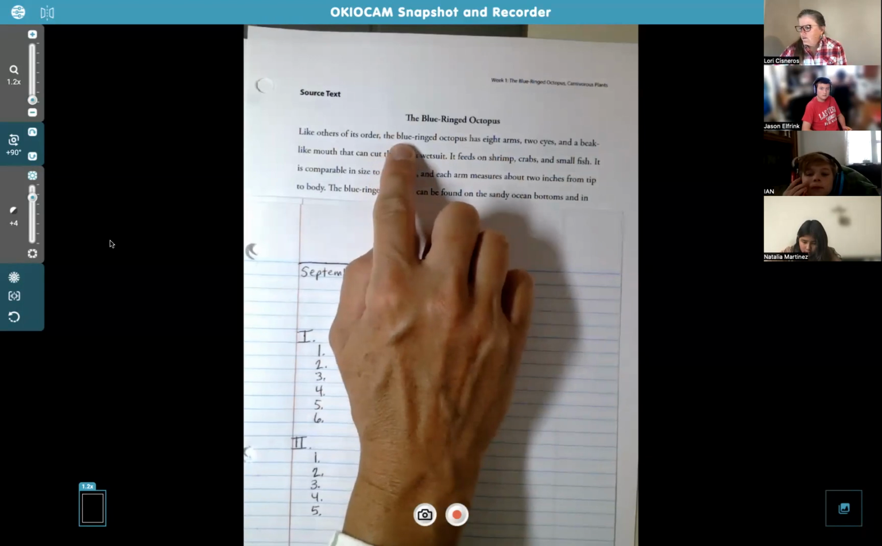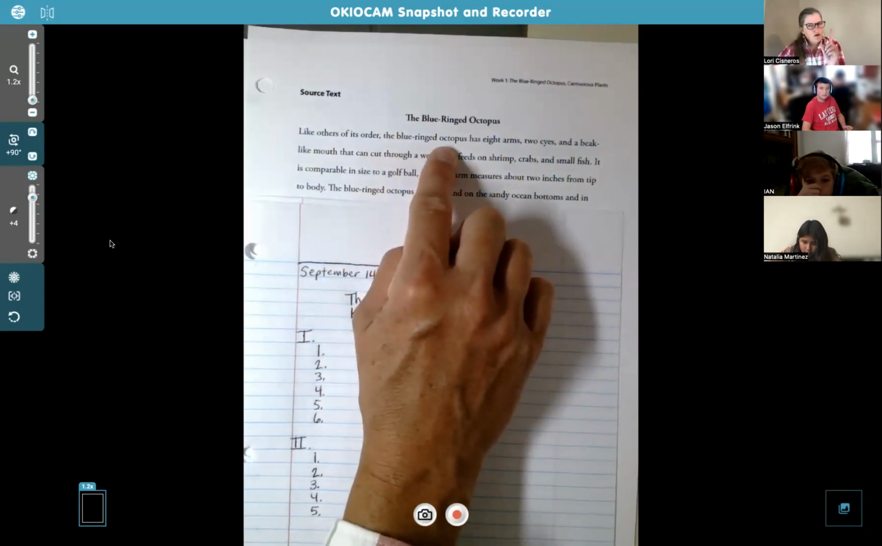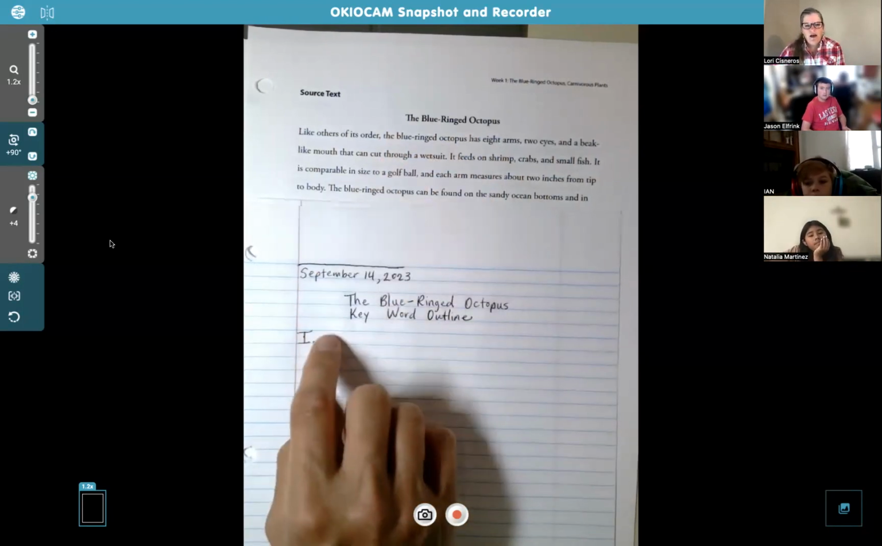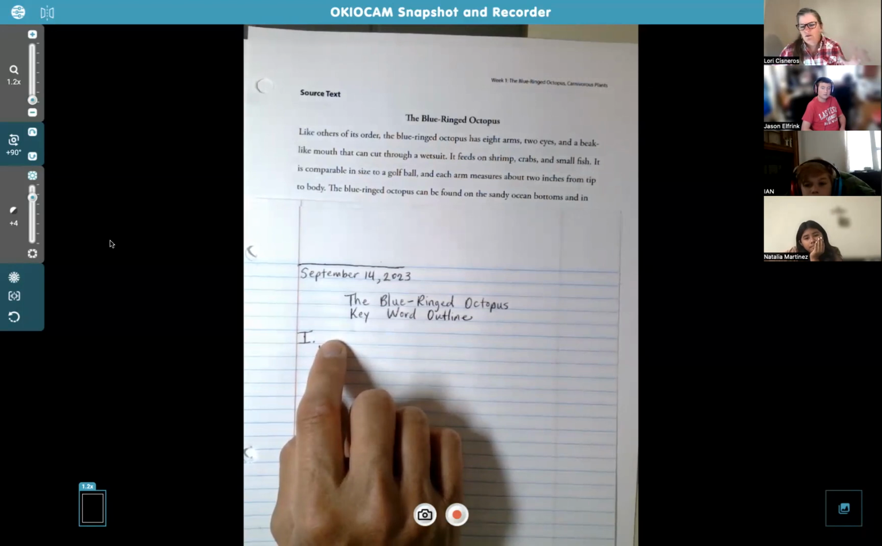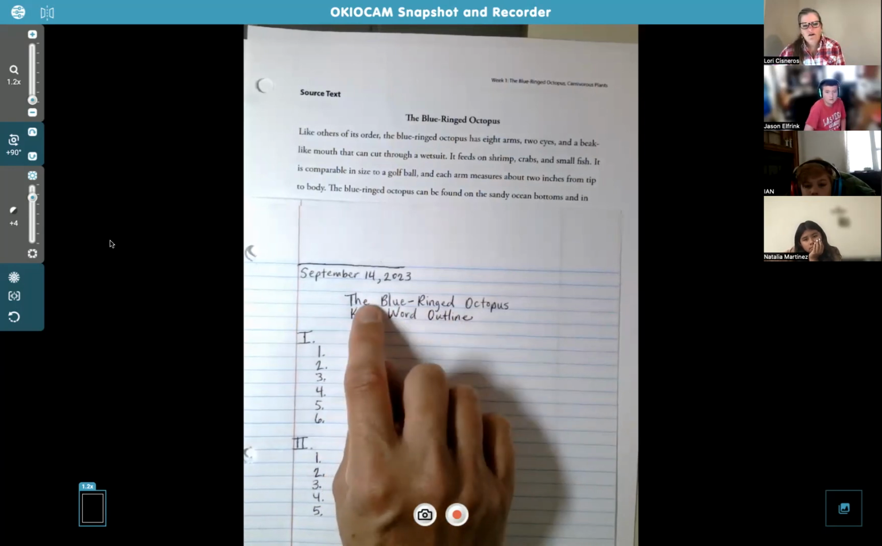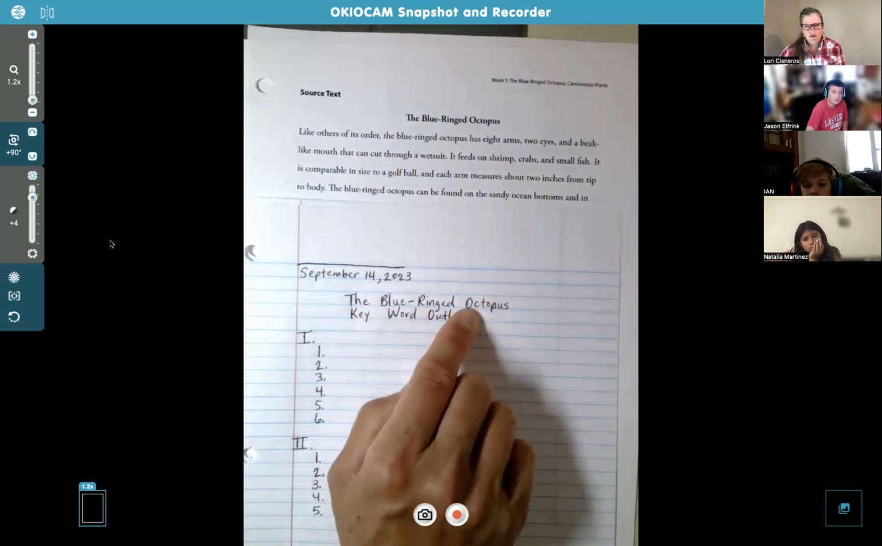I know that the blue-ringed octopus is important because that's what we're talking about, but I don't want to use that in my outline and waste those words because I remember I can only have 3, and I know that the whole article is about the blue-ringed octopus.